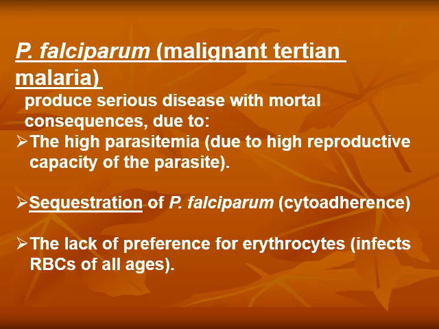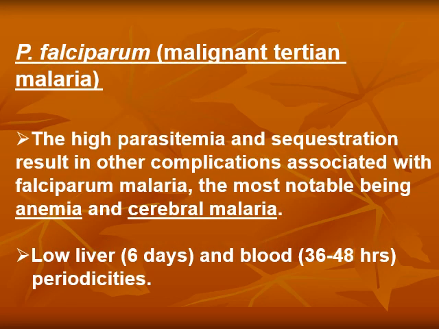Second, sequestration, the hiding of Plasmodium falciparum, as a result of cytoadherence. We will explain later what this cytoadherence is. Third, the lack of preference of the erythrocytes: it infects all ages of RBCs. This leads to highly severe disease. The high parasitemia and sequestration result in other complications associated with falciparum malaria, the most notable being anemia and cerebral malaria. Also, the short liver cycle of 6 days and blood cycle with 36 to 40 hours periodicity also increase the severity of falciparum disease.